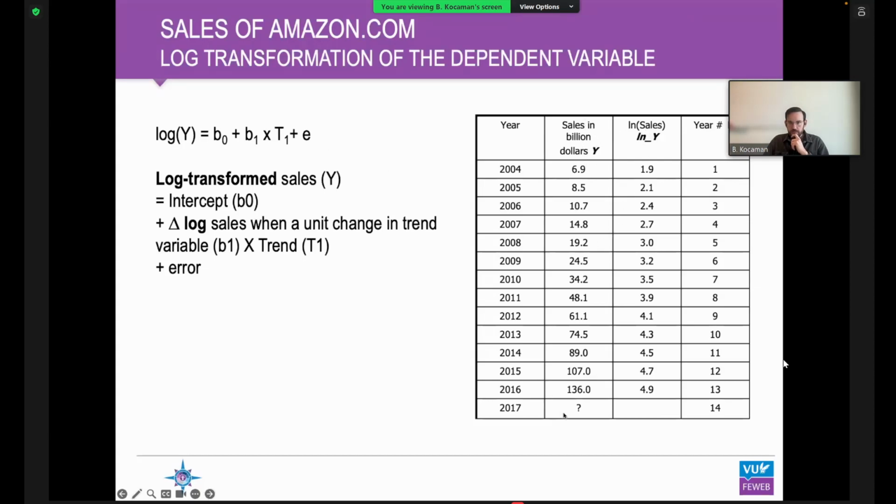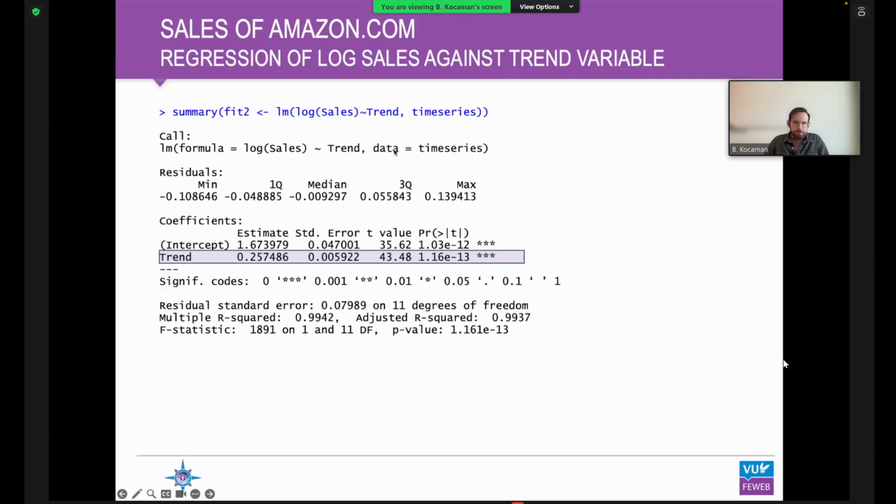Here you can see that this is what we observed, sales in $1 billion, okay? And then take log of these. These are the log transformed sales. And we still have our trend variable here. The way to do this in R is that you actually use the log function, log sales tilde trend for the time series data. And you just use, again, the lm function, you get the summary output.